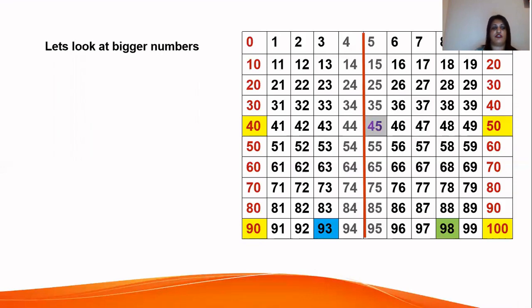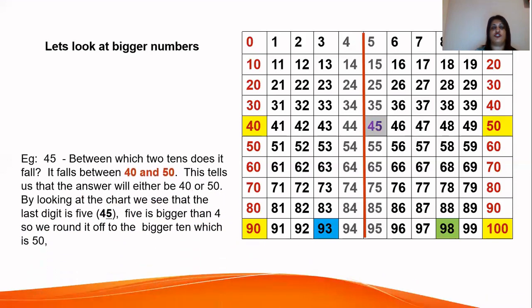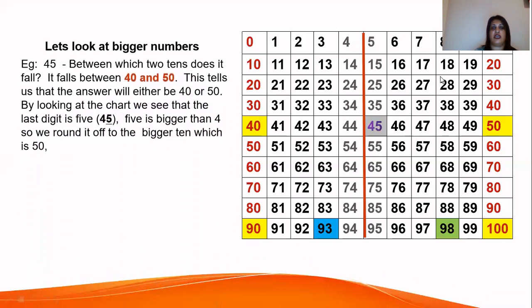And my first example is going to be 45. So where does 45 fall? Between which two tens? 40 and 50. Now the last digit of 45 is 5. So we know 5 onwards, the number will round off to the higher 10. So 45 will be rounded off to 50.